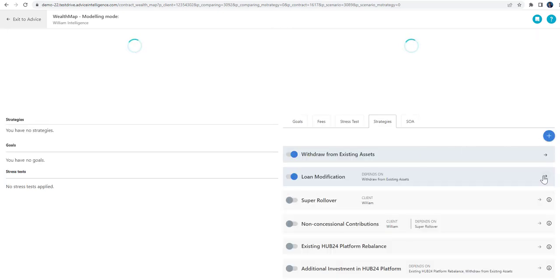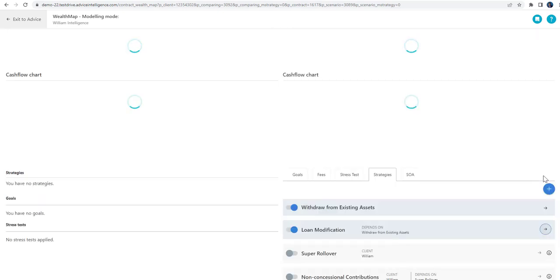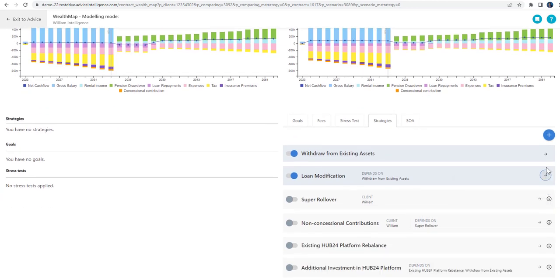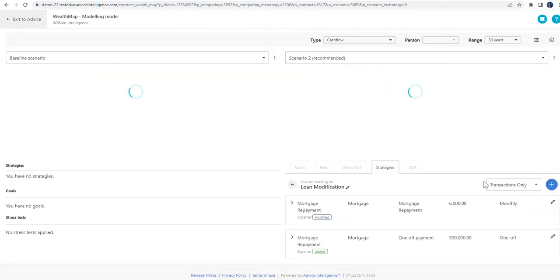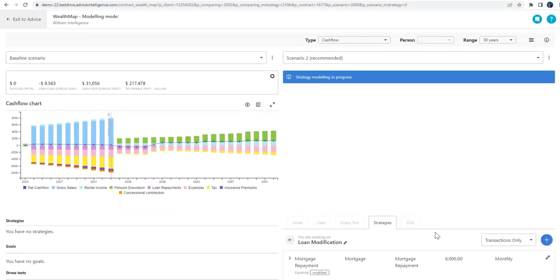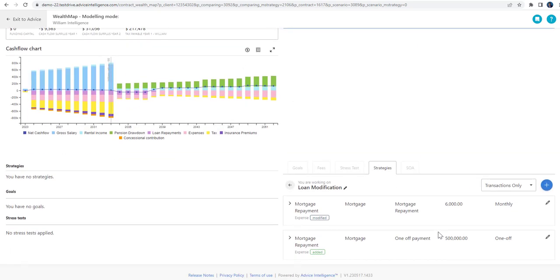So all I've done here, as you can see, is pay off $500,000 off that $1.3 million investment mortgage. And what this allows me to do as well is reduce the amount he was paying monthly on that debt from $10,000 to $6,000 monthly.